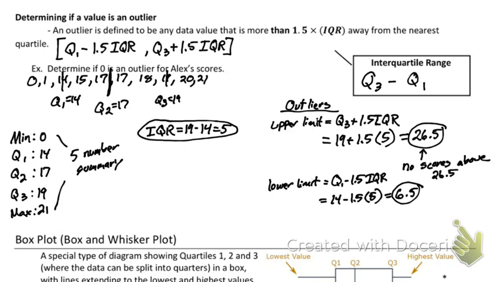Tori, what are we looking at? 0 and 1. So that means 0 and 1 are both outliers. So because of this, our scores 0 and 1 are outliers.